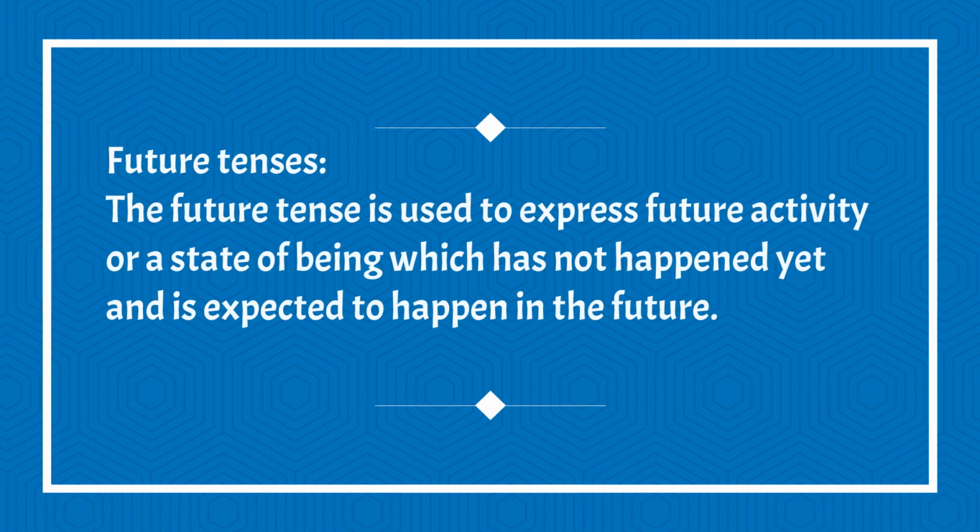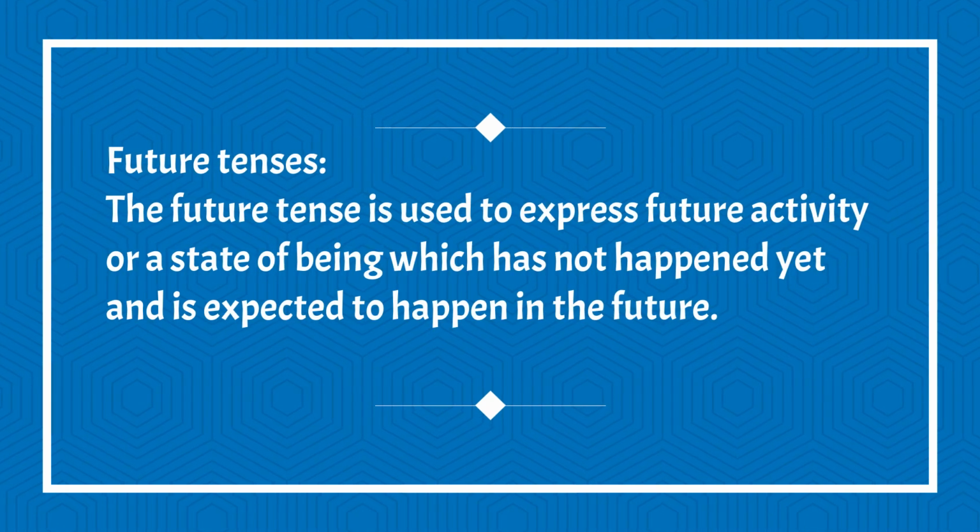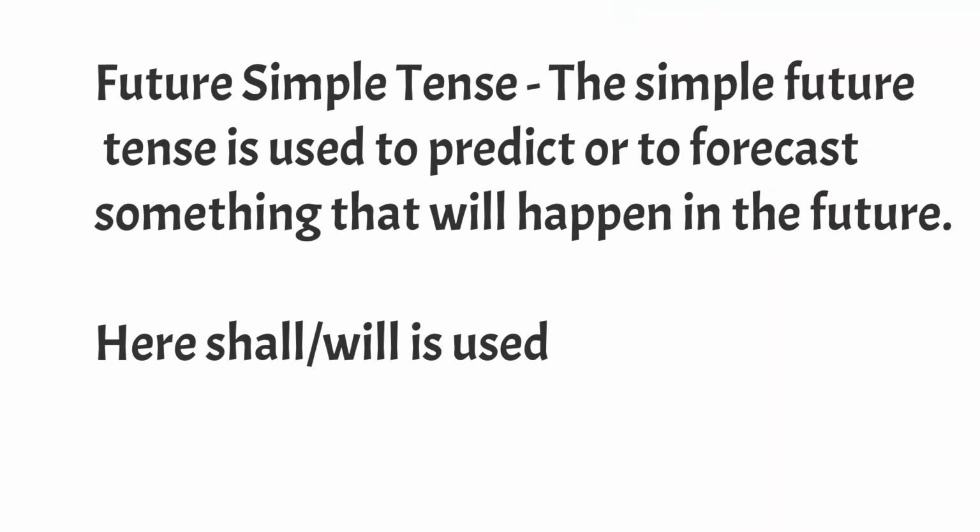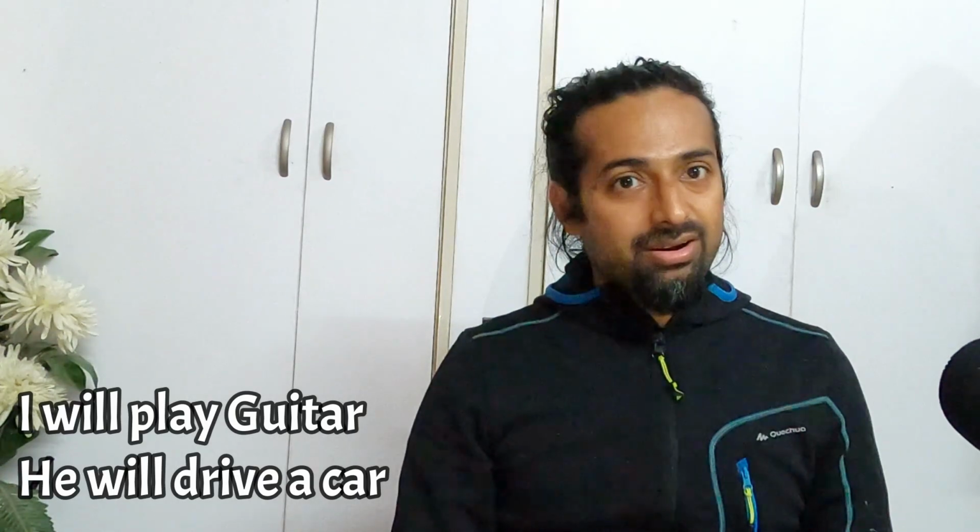Future tense. The future tense is used to express future activity or a state of being which has not happened yet and is expected to happen in the future. So something which has not happened but it is expected to happen. The first one is simple future tense. Simple future tense is used to predict or to forecast something that will happen in the future. Here, shall or will is used. For example, I will play guitar or he will drive a car.